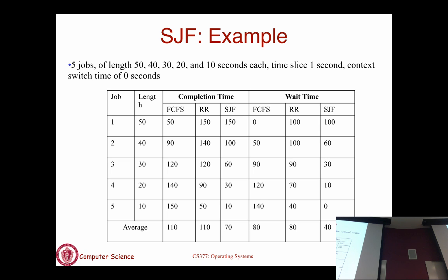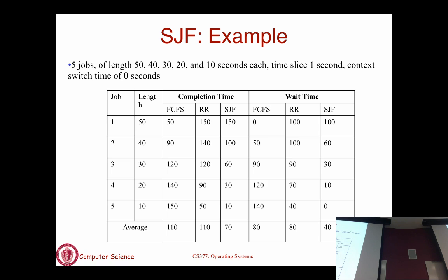Any questions? Yes? What was the origin of the process? The processes all arrive at time 0, but we just assume that they are queued up in the order 1, 2, 3, 4, 5. Okay, they all arrive at the same time, but you put them in the queue in the order 1, 2, 3, 4, 5. So FCFS will schedule them in the order 1, 2, 3, 4, 5.